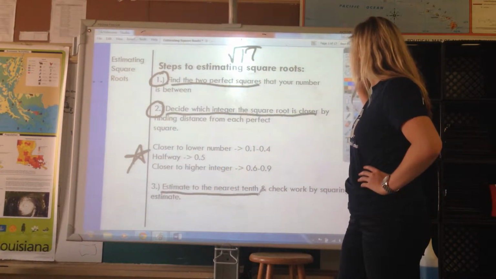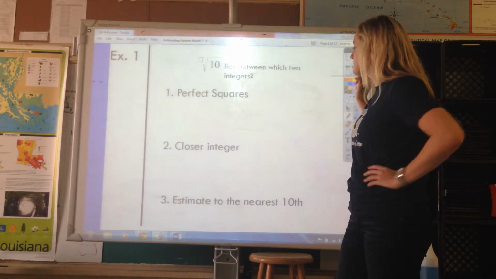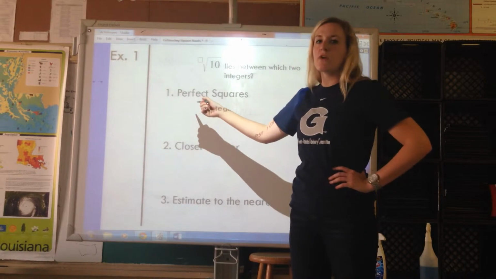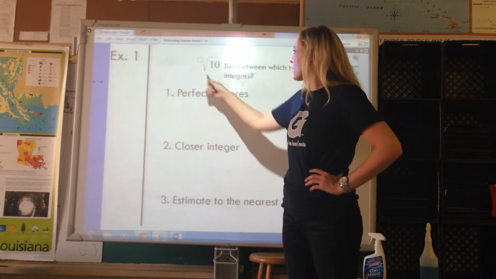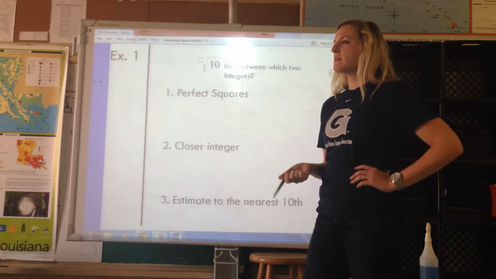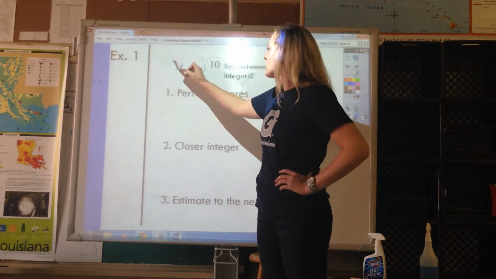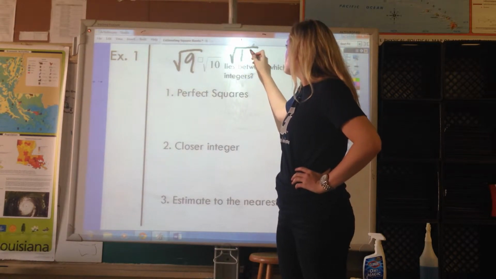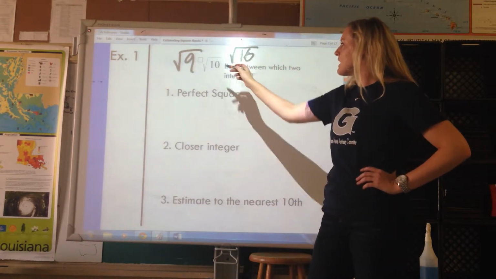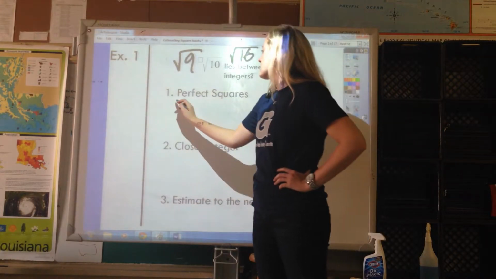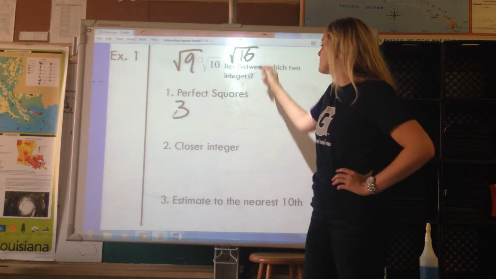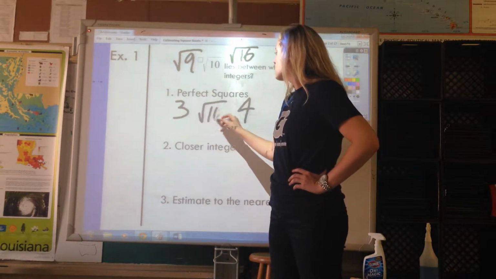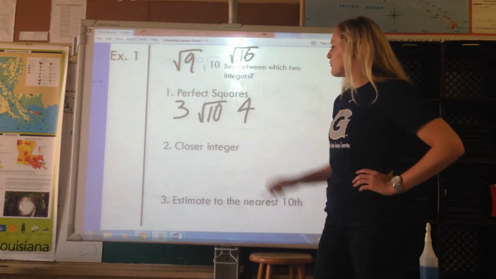Let's go ahead and do an example. This will make a little bit more sense. If I want to know what the square root of 10 is, the first thing I look for is what are the perfect squares that are around 10? So I'm thinking back to myself from yesterday, and I know that 9 is a perfect square, and 16 is a perfect square. And of course I know that the square root of 9 is 3, and the square root of 16 is 4. So the square root of 10 is going to fall between 3 and 4.